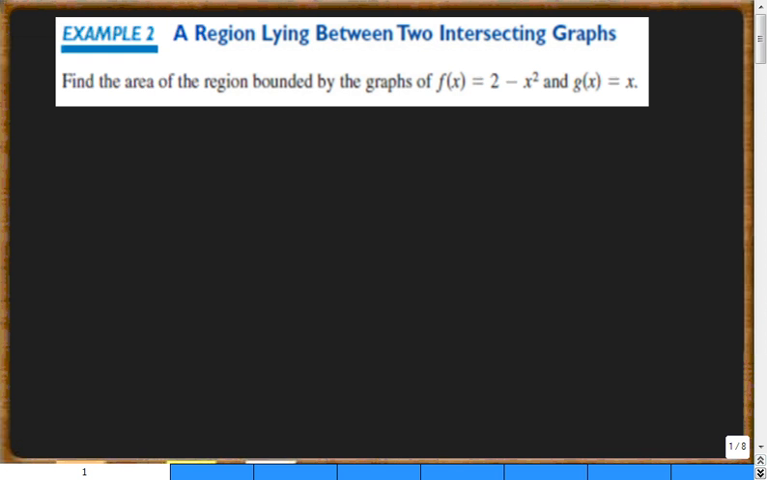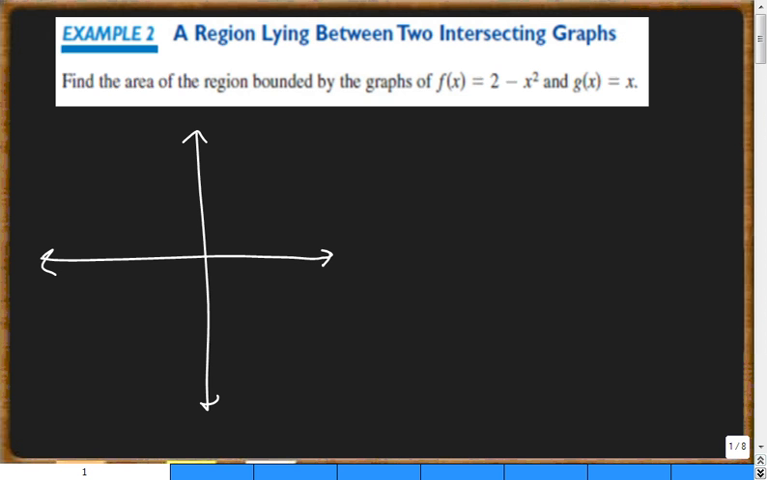Okay, so let's look at example 2. This is a region lying between two intersecting graphs. So it says find the area of the region bounded by the graphs of 2 minus x squared and x. So we need a picture in order to understand what we're doing here.